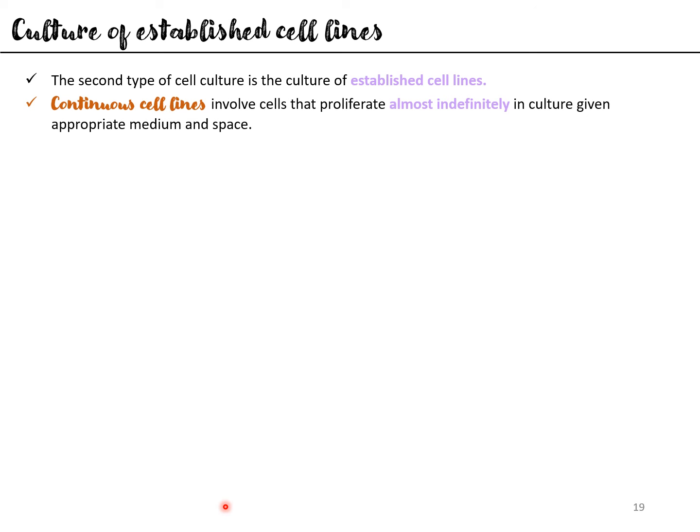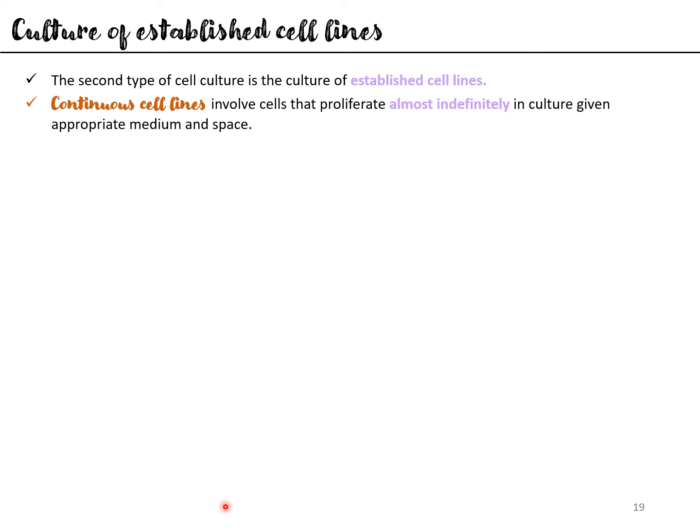So next we are going to talk about the culture of established cell lines. We have already mentioned established cell lines in the first lecture of this particular series, so a little more discussion on the same. The second type of cell culture is the culture of established cell lines, or continuous cell lines.